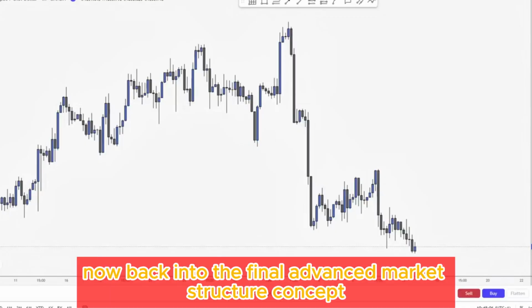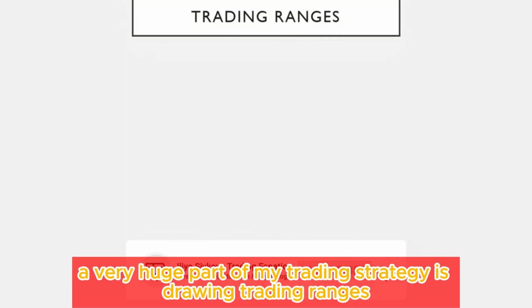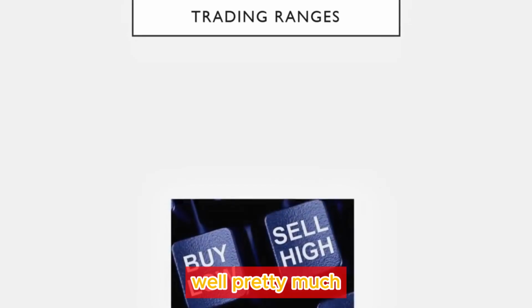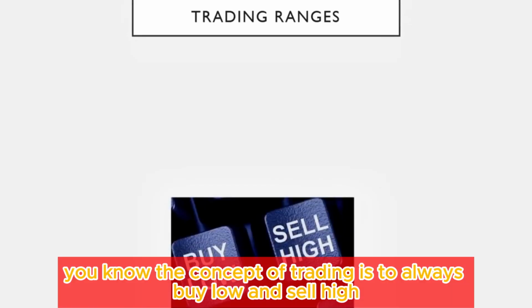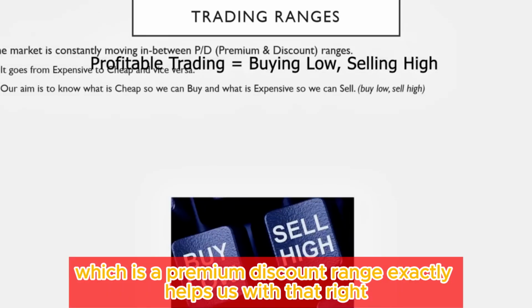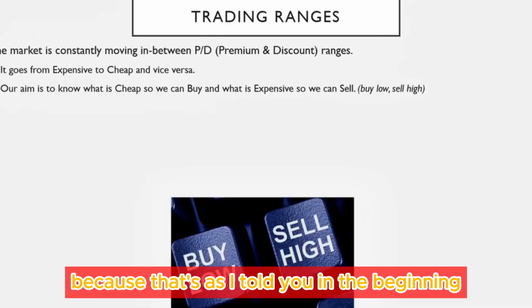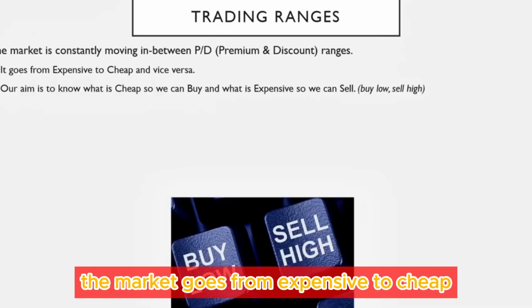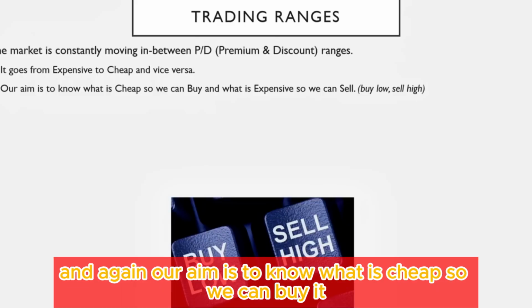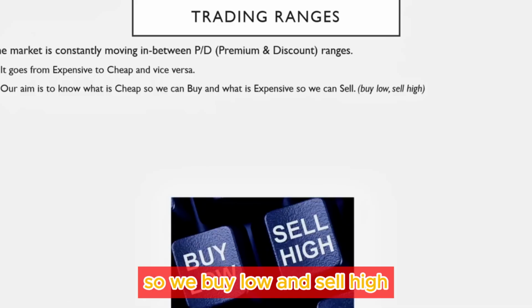Right now, back into the final advanced market structure concept. A very huge part of my trading strategy is drawing trading ranges, right? So what's that? Well, pretty much, the concept of trading is to always buy low and sell high, right? And drawing a PD range, which is a premium and discount range, exactly helps us with that, right? Because, as I told you in the beginning, the market goes from expensive to cheap and vice versa, from cheap to expensive. And again, our aim is to know what is cheap so we can buy it and what is expensive so we can sell it, right? So we buy low and sell high.